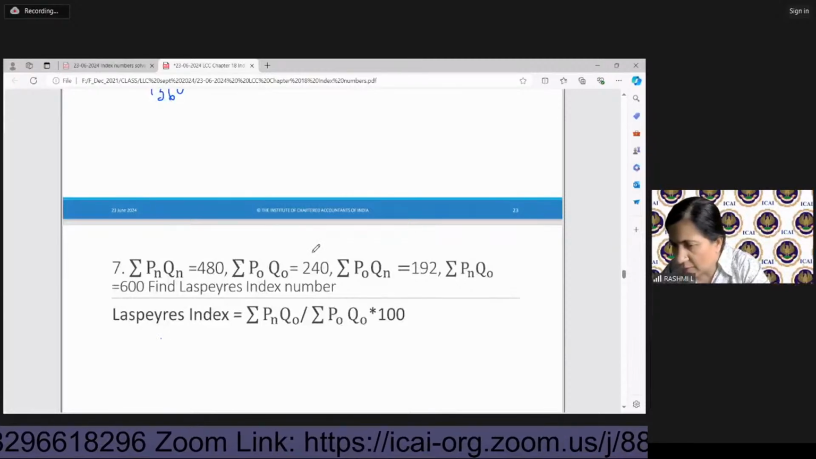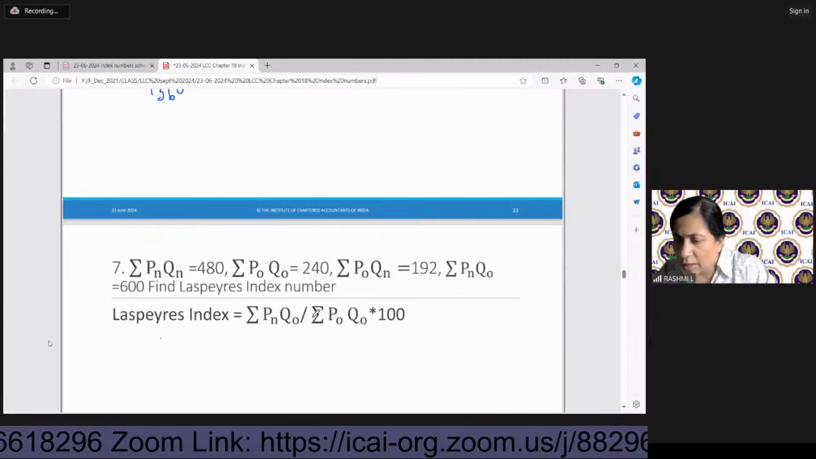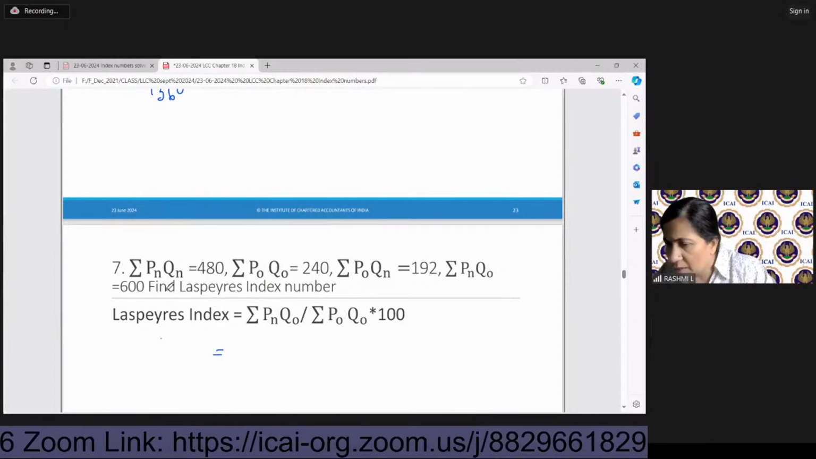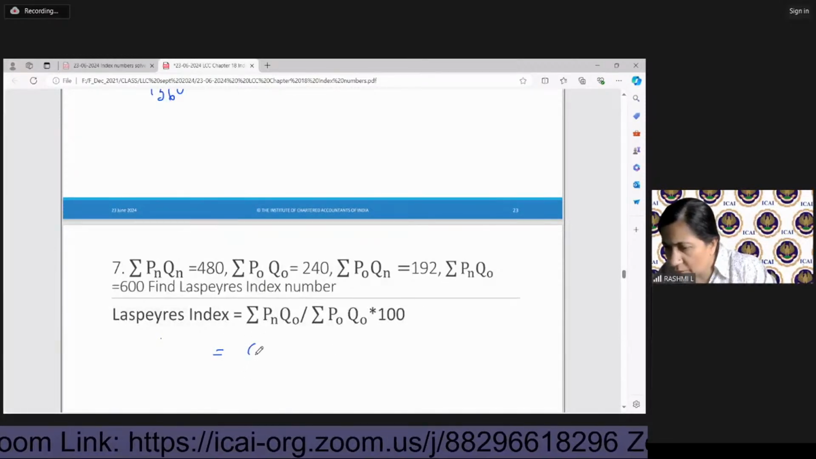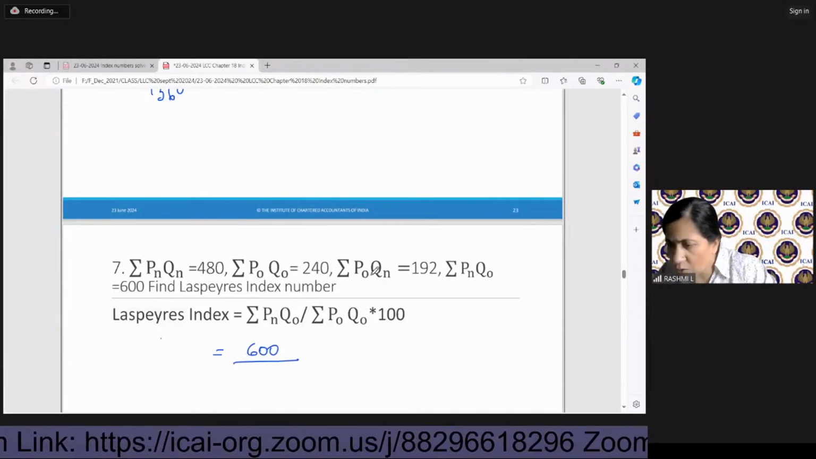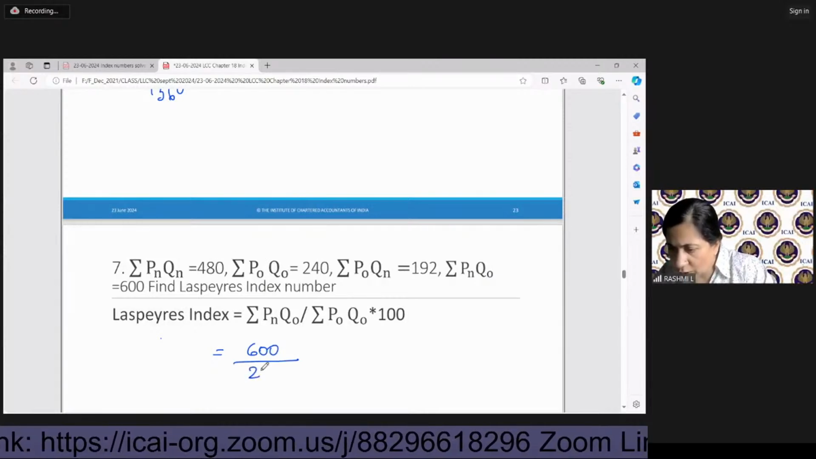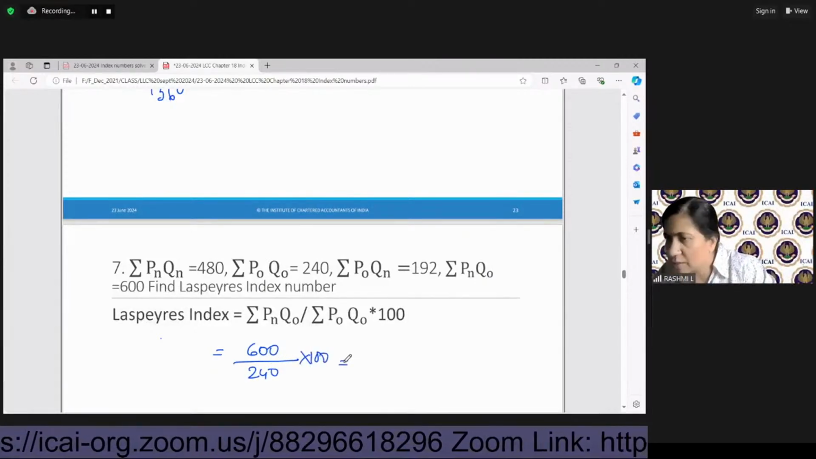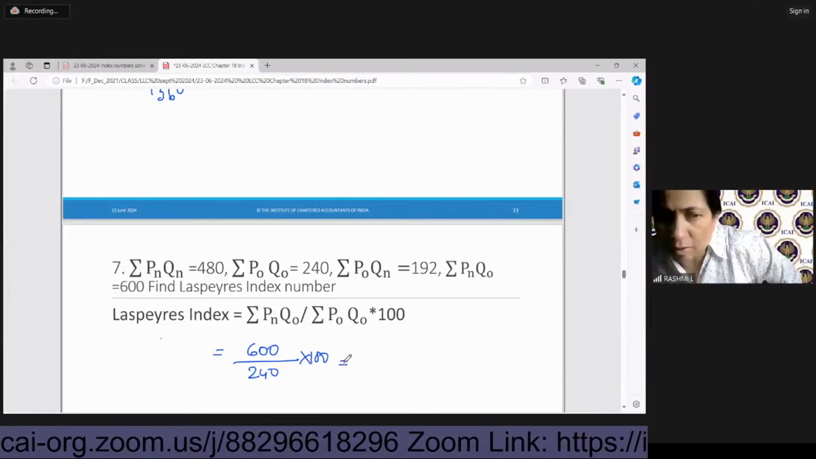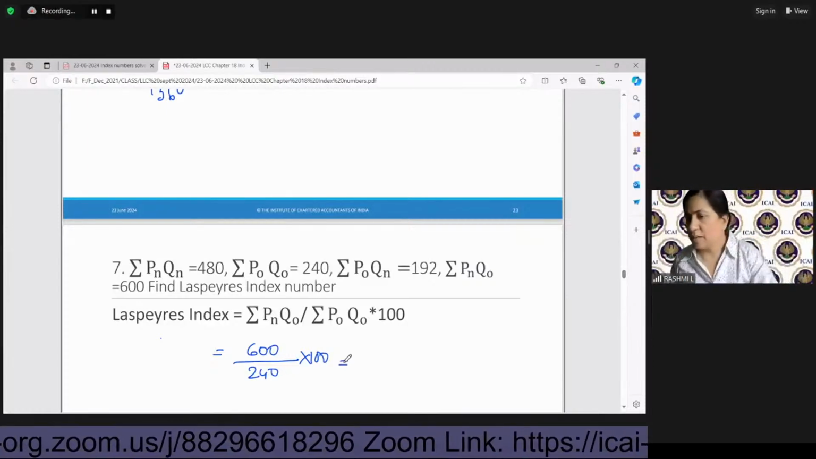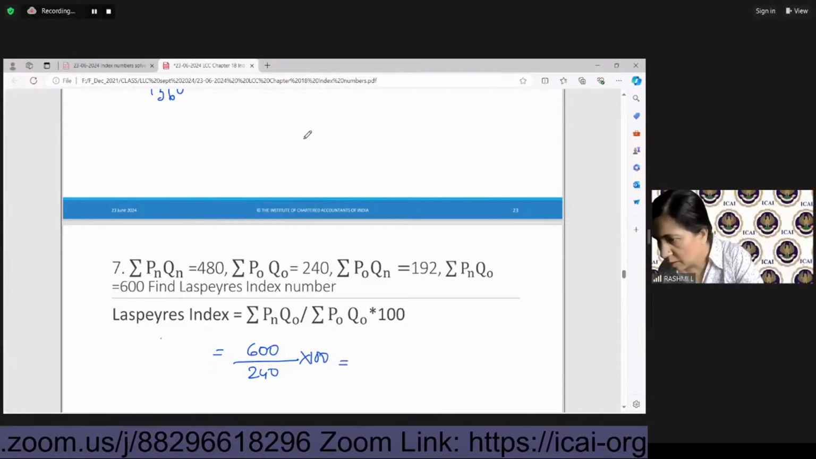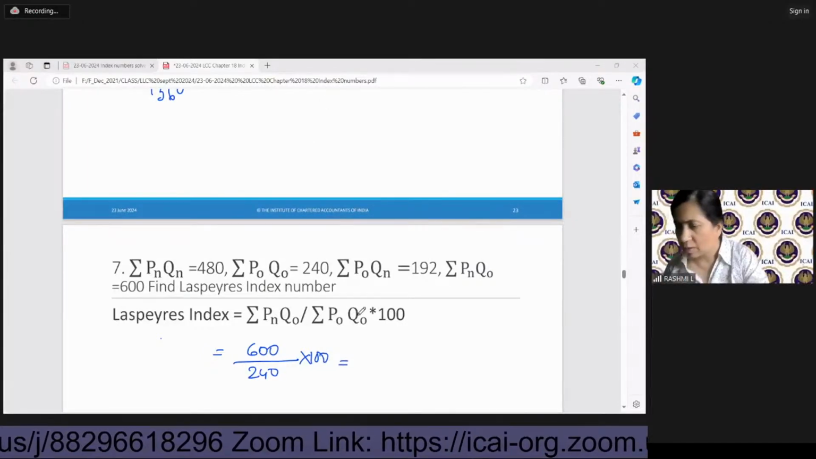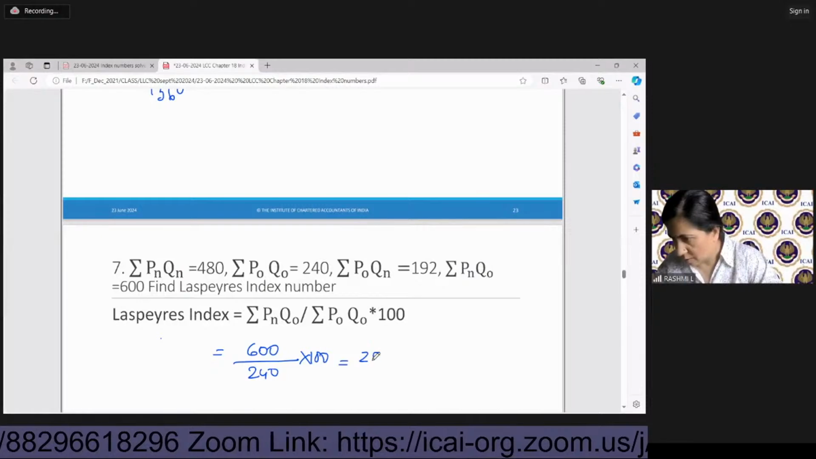And then you can even have smaller sums. Again, last pair is talking of PnQ0. PnQ0 is 600 upon P0Q0 is 240 into 100. So how much is this going to be? 600 upon 240 into 100? 250. Khadija, Ishika is saying 250. Okay.